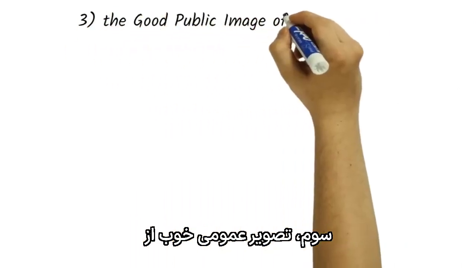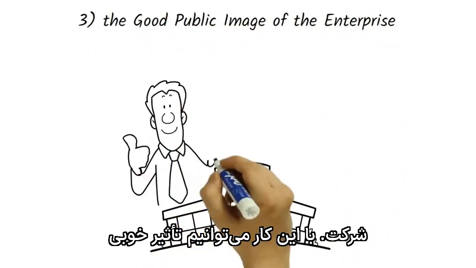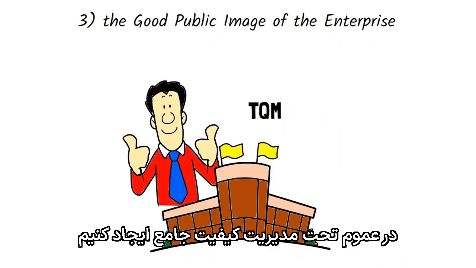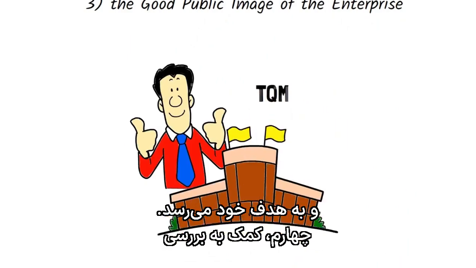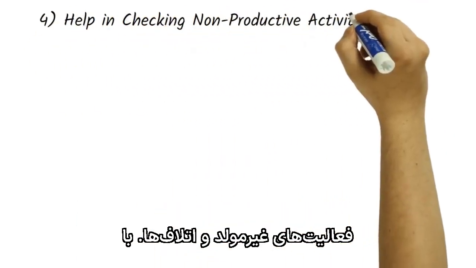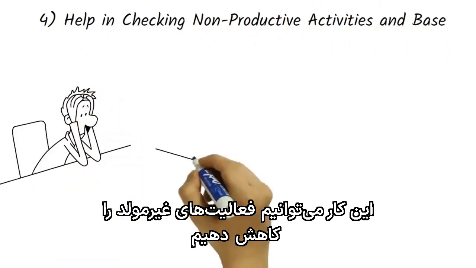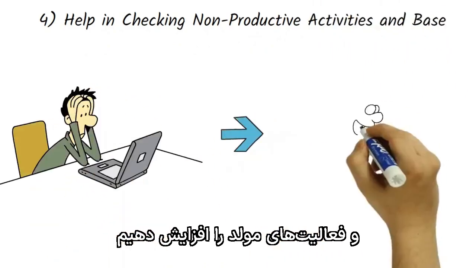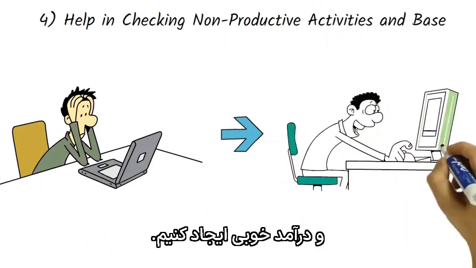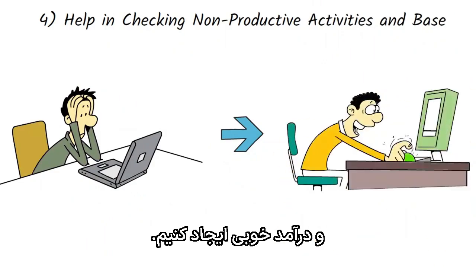Third, the good public image of the enterprise. By this, we can create a good impression in public under TQM, and by this the company grows more and achieves its target. Fourth, help in checking non-productive activities, and based on this, we can reduce non-productive activities and increase the productive activities, and help to grow our organization and generate good revenue.